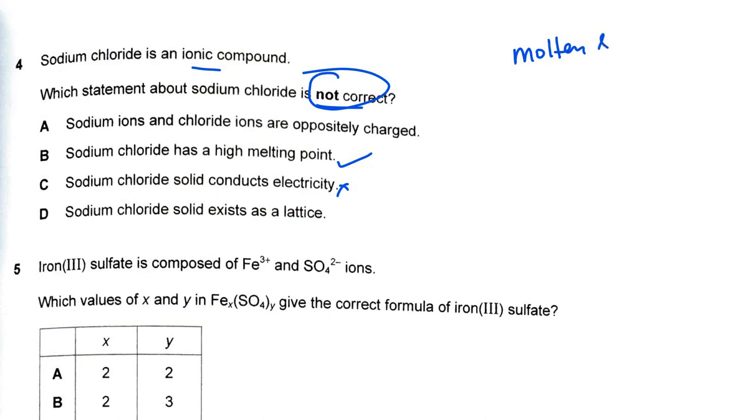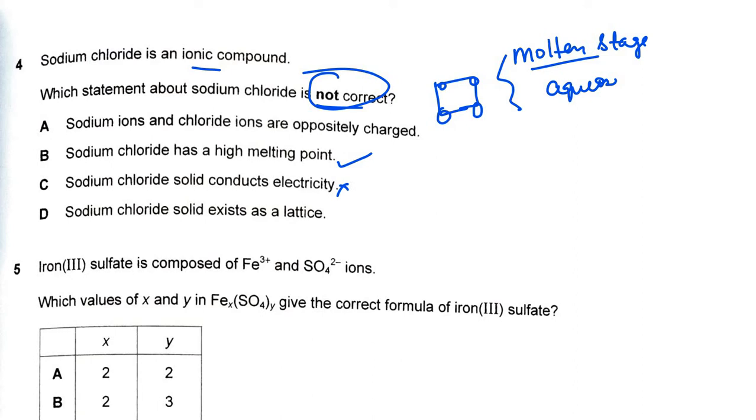Let me know what do you mean by molten state. When I say molten state or aqueous state, basically ionic compounds are solid compounds where the ions are completely stuck in the lattice. If you want electricity to be conducted, it should be in the molten state. Molten state means basically you are melting it. How can you do it? By a large amount of heat.